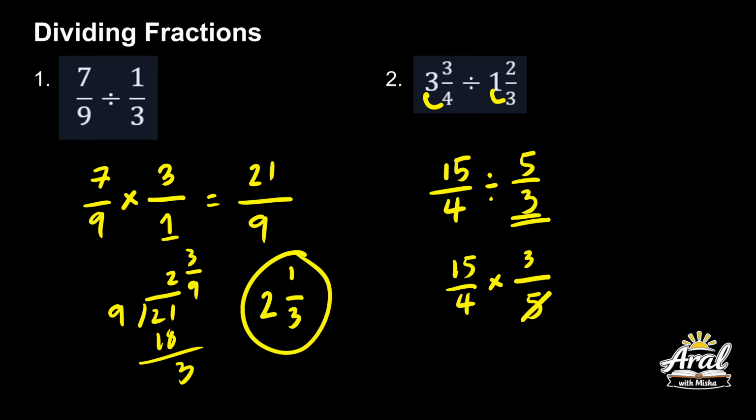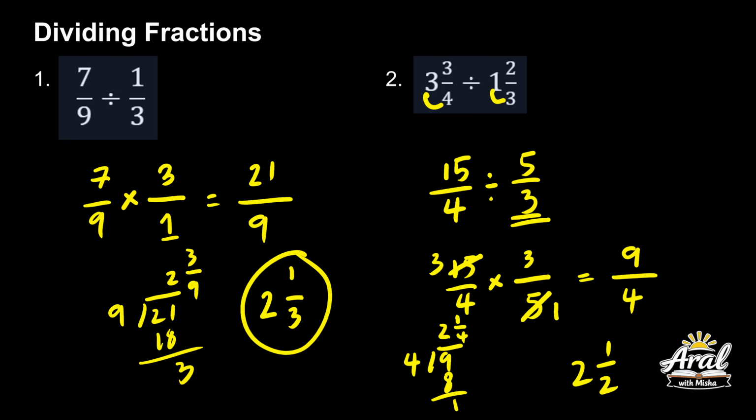15, 5 divided by 1 is 1. This, divided by 5 is 3, okay? So 3 times 3 is 9. 9 over 4. Improper fraction, so we divide 9 divided by 4. 8, 1, remainder 1, 2, and 1/4. So the answer is 2 and 1/4. Alright?